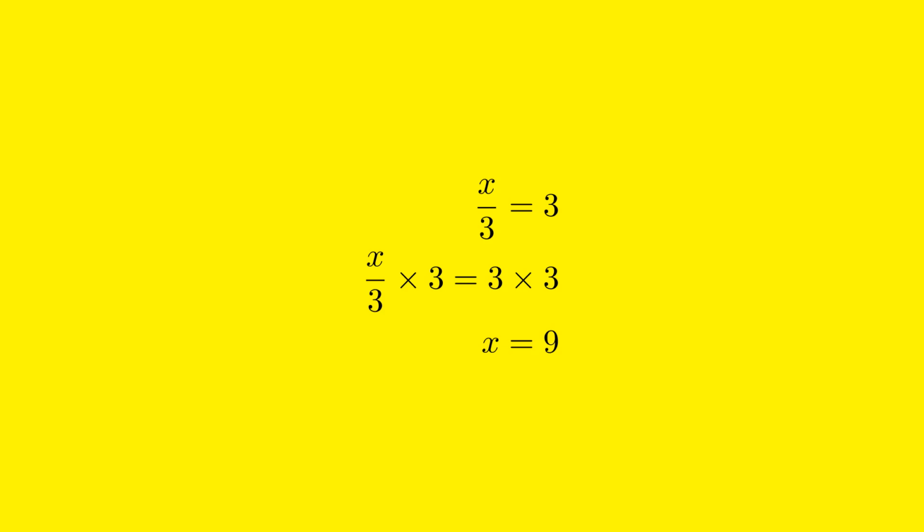To summarize, multiplying both sides of the simplified equation by 3 isolates x and provides the solution. Therefore, the value of the variable x is 9. This completes the process of solving the equation.